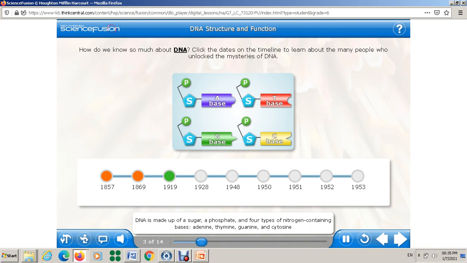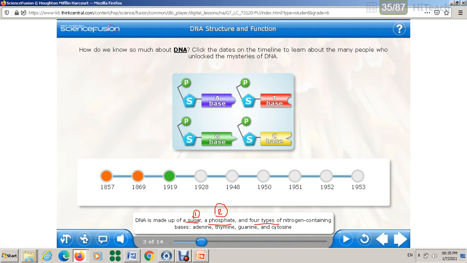DNA is made up of a sugar, a phosphate, and 4 types of nitrogen-containing bases. Okay, so for Phoebus Levene, what did he say? He published a paper on a nucleic acid. His research helped scientists to determine that DNA is made up of sugar, a phosphate group, and 4 types of nitrogen bases.